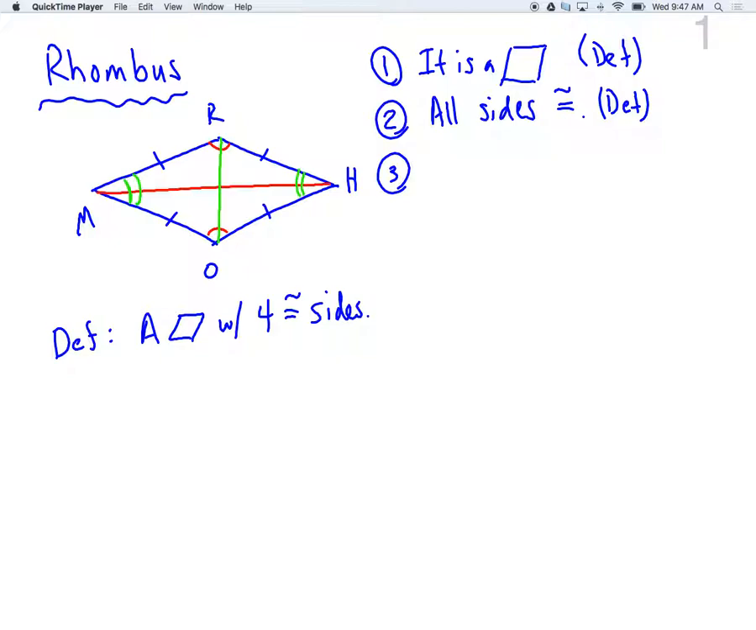What she's saying is when I drew in that red segment, it split the rhombus into two isosceles triangles. When I drew in the green, it split it into two isosceles triangles. What happens when they're both up there? For discussion purposes, let's call this B. What can you tell me about triangles MBR, HBR, OBM, and OBH?